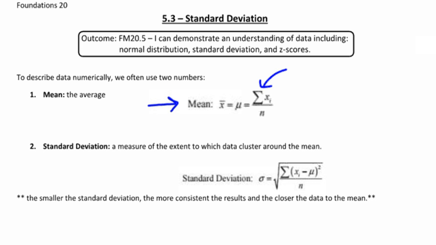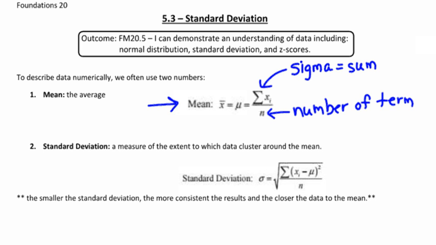This symbol stands for sigma, which just means sum. In order for us to calculate the mean, we need to find the sum of all of our terms and divide it by n, which is the number of terms that you had. So far here, nothing new.